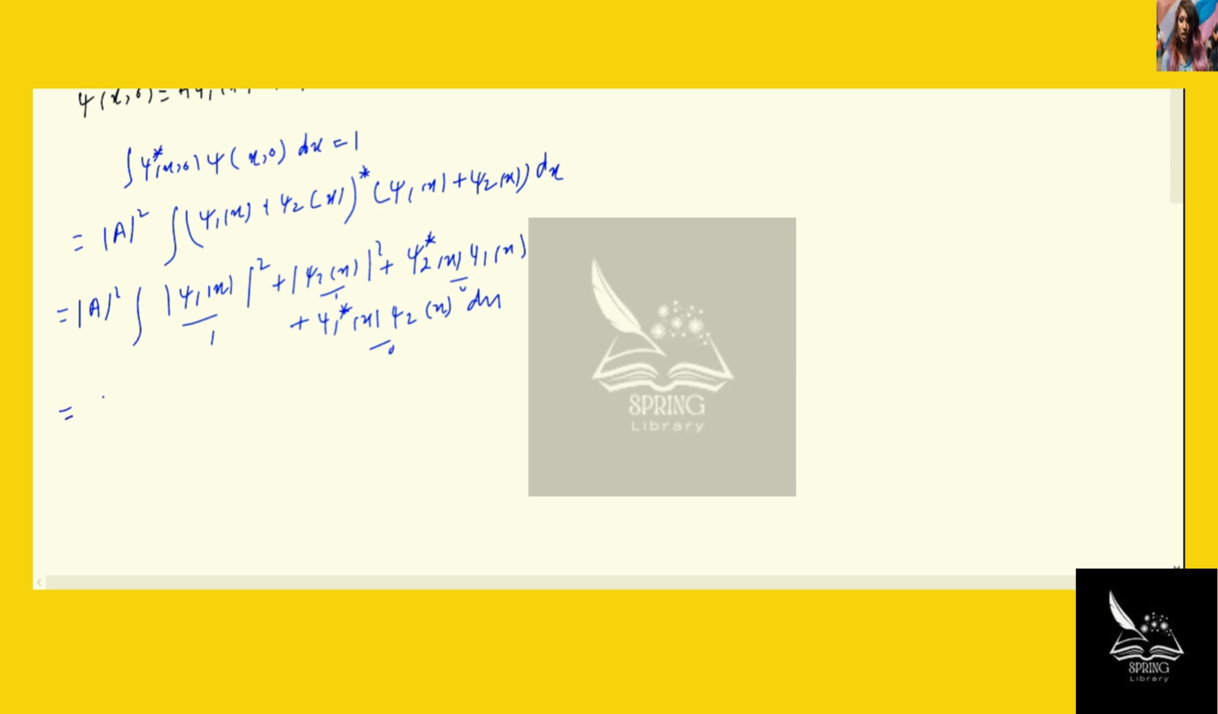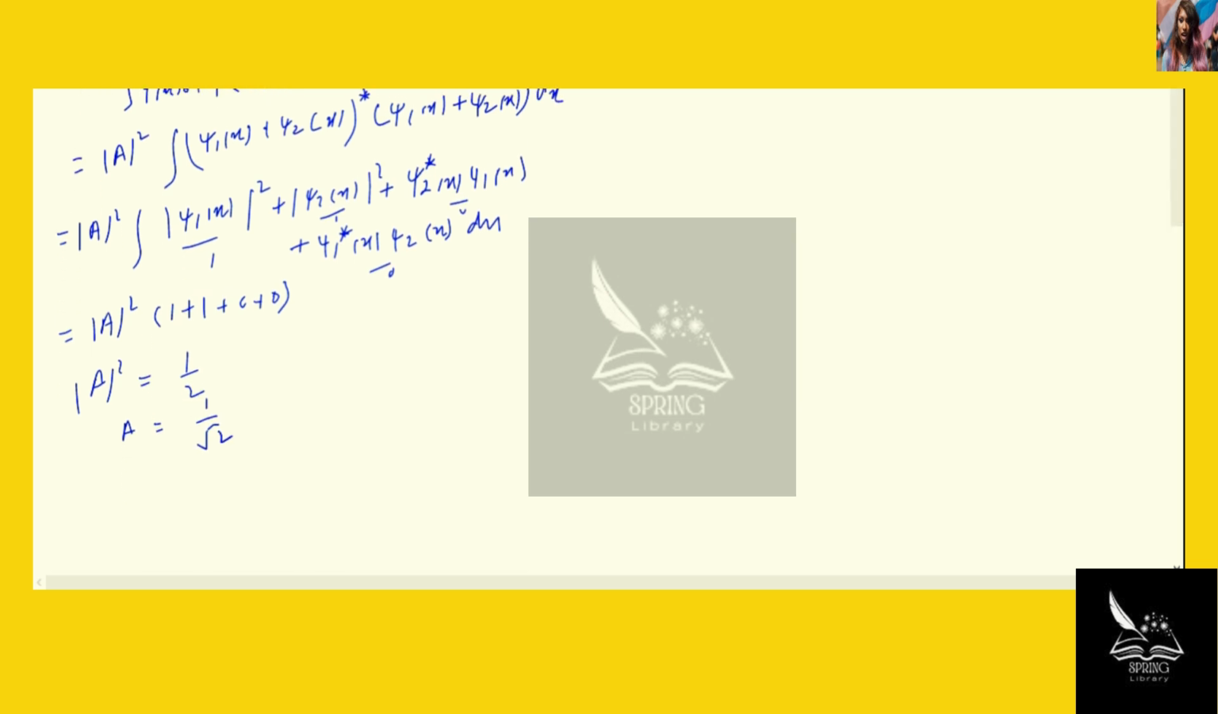So we can write it as mod of A squared into 1 plus 1 plus 0 plus 0. So mod of A squared is equal to 1 out of 2. Therefore A equals 1 upon under root 2, which is the value of A. So we can write the wave function psi(x) equal to 1 upon under root 2 into psi 1(x) plus psi 2(x).